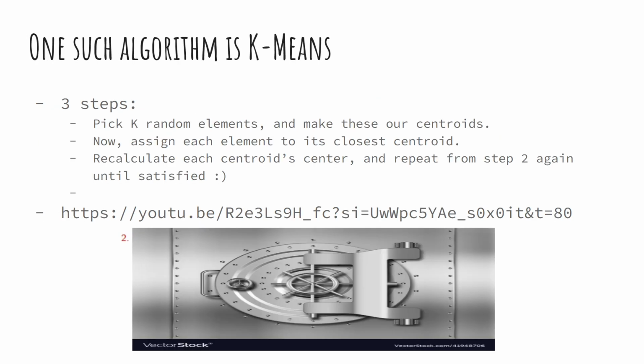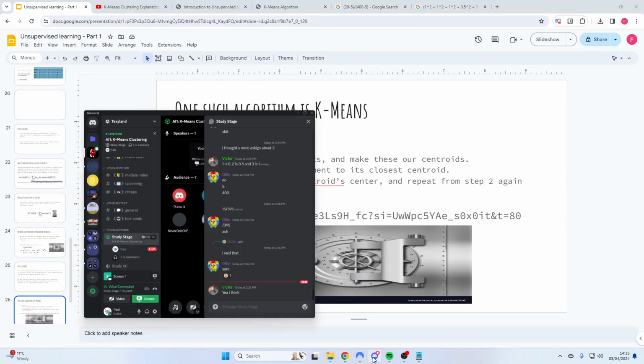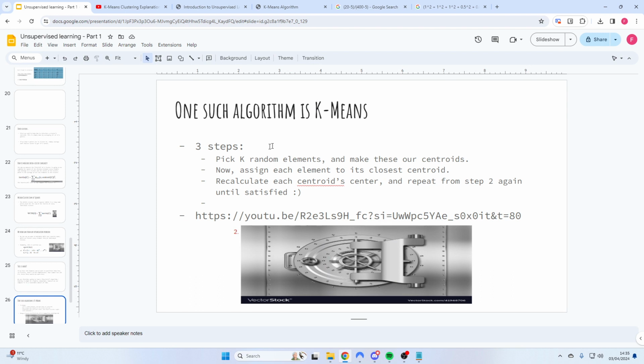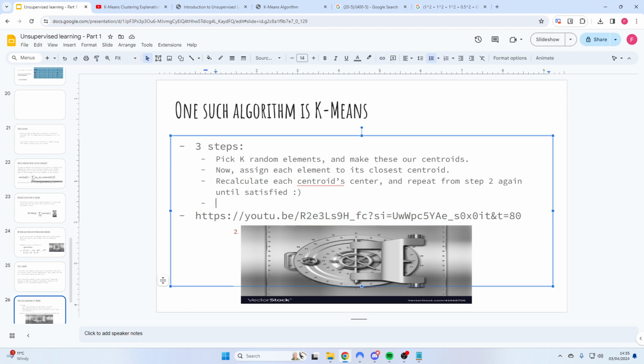And one such algorithm is the k-means algorithm. The k-means algorithm is quite simple. I'm going to show this. I found this animation which I think shows it quite well. And all you do is you pick k random elements, make these the centroids, assign each element to its closest centroid, and then recalculate each centroid's center and repeat that from step 2 until we're satisfied.